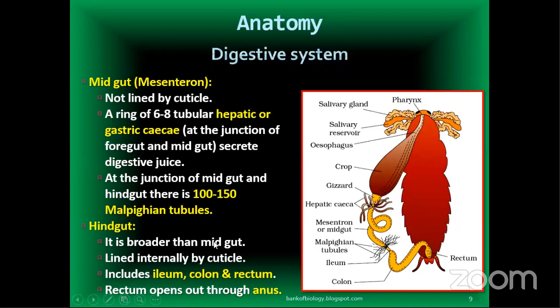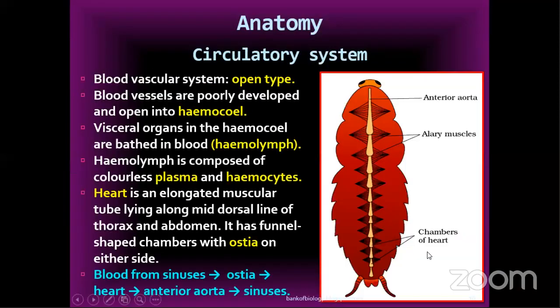So it has three parts: foregut, midgut, and hindgut. Foregut enters into the pharynx, then to the esophagus and the crop where the food is stored. Then at the end of the crop, you have a gizzard which has chitinous plates which will crush the food. Then you have a hepatic caecum which will secrete enzymes into the midgut. Then it comes out to the Malpighian tubules. The Malpighian tubules help in excretion, then to the colon and to the rectum, and the opening is called a cloaca.